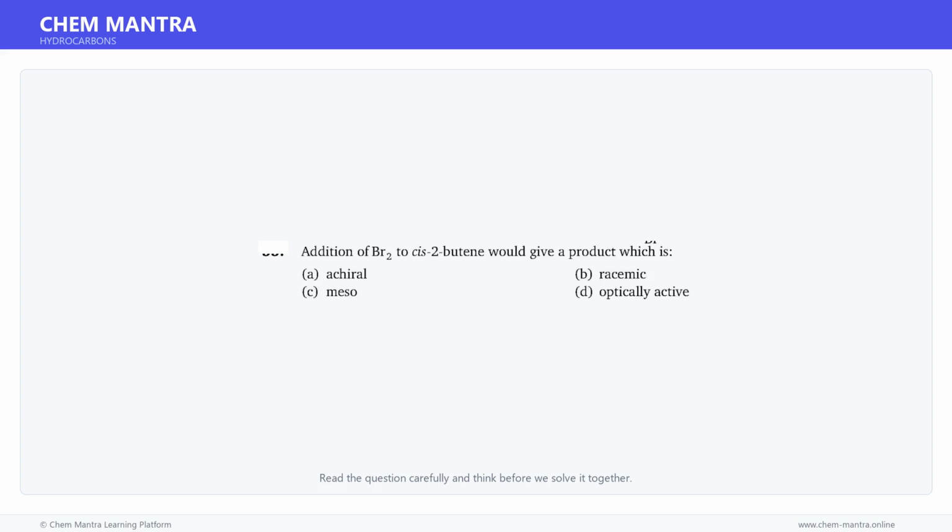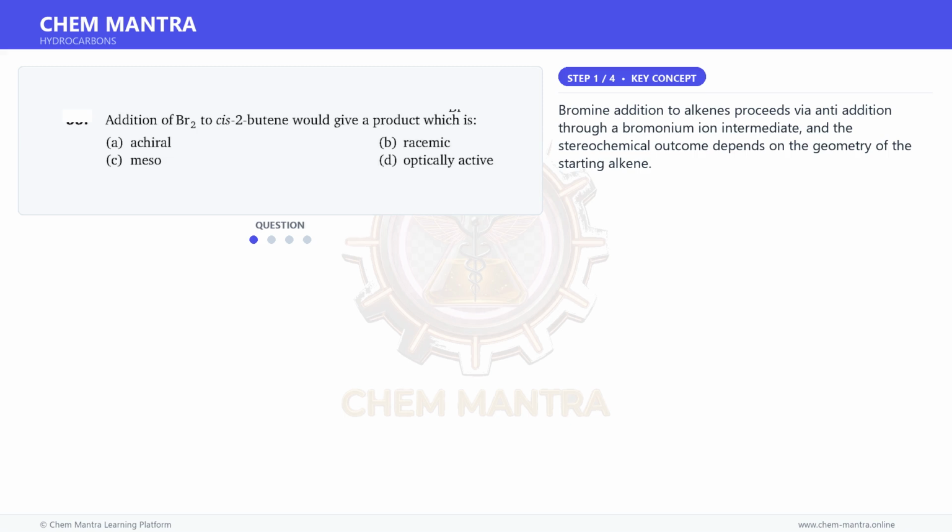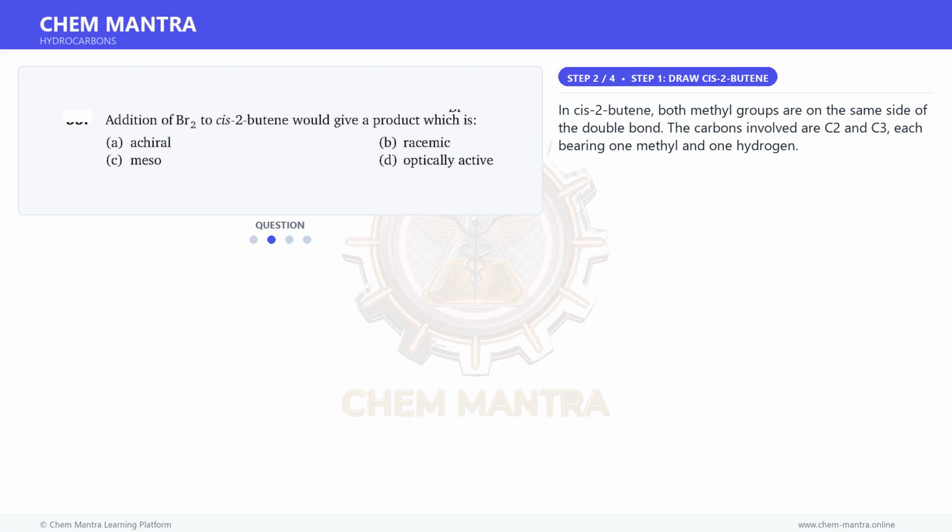Here is a question. Read it carefully and think about the answer. Let us solve it step by step. Let us first understand the key concept here. Bromine addition to alkenes proceeds via anti-addition through a bromonium ion intermediate, and the stereochemical outcome depends on the geometry of the starting alkene.